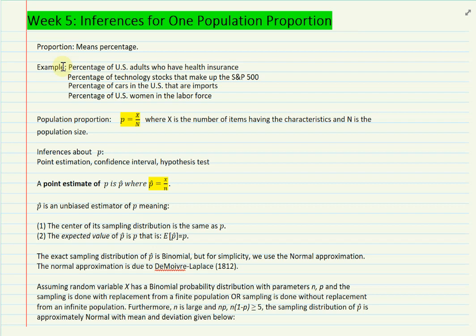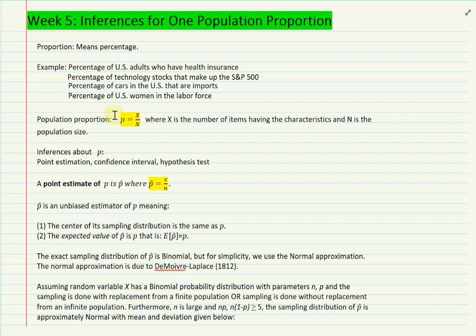So how are we going to do this? First of all, let's define what a population proportion is. A population proportion, namely P, is equal to X over N. Here X is the number of subjects or items or objects having the attribute that we're looking for. And capital N, the denominator, is the population size. So it's just a simple ratio of two numbers. That's all that is. Now our inferences come in the form of point estimation, confidence interval, and hypothesis testing. So those are the three things we're going to do.